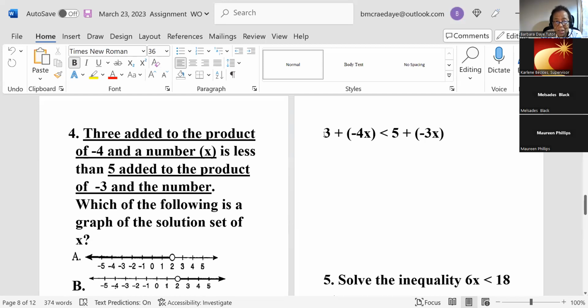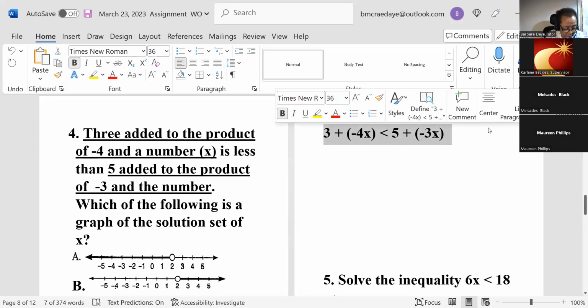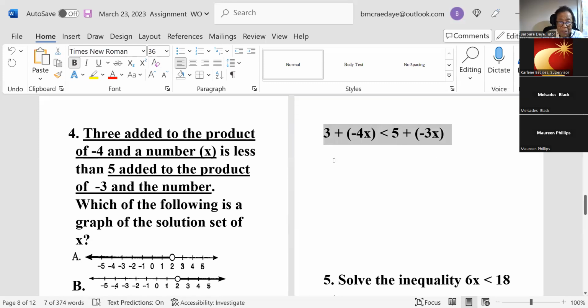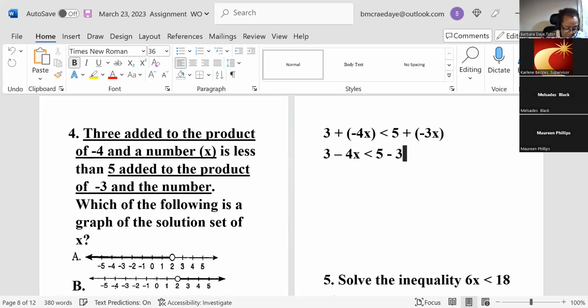So let me just write this without the parentheses so that it looks clearer. Plus minus gives negative. So this would be 3 minus 4x less than 5 minus 3x. Now, Maureen, what did you say to do? Add what?